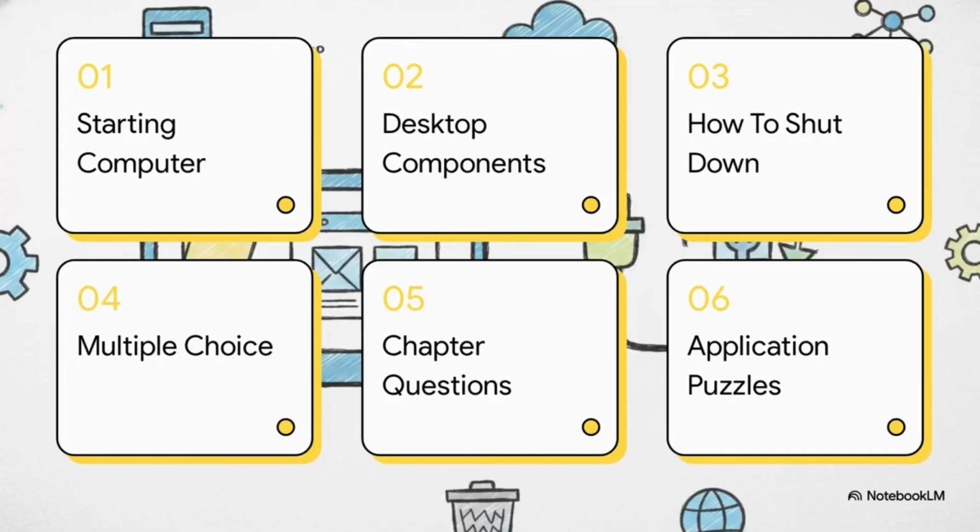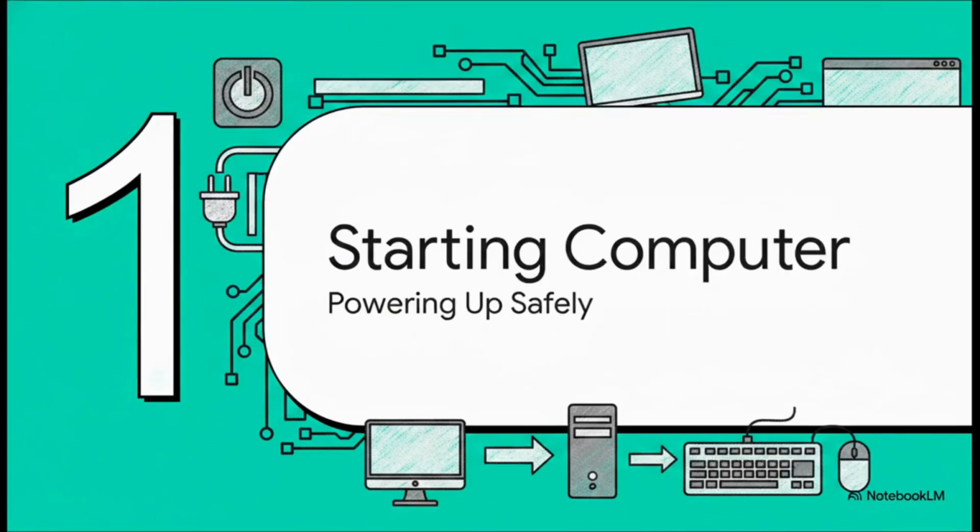All right, here's our roadmap for today. Number 1, starting your computer. 2, exploring desktop components. 3, how to shut down. 4, solving multiple choice questions. 5, answering chapter questions. And finally, number 6, solving application puzzles. Starting with Section 1, starting your computer.